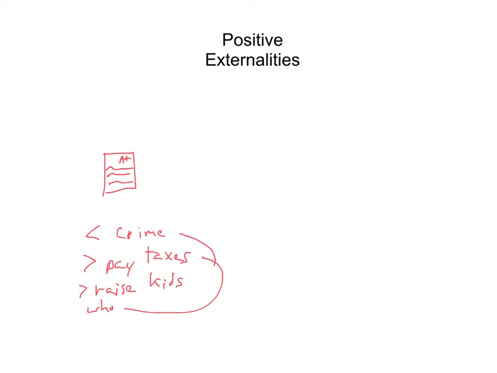Yes, education has a positive effect on the person receiving the education, but that's not the externality, right? That benefit is internalized to the person who's getting the education. But people who are well educated are also less likely to commit crime, okay? So less crime, more likely to pay taxes, more likely to raise kids who do these things, right? And this has beneficial effects on all the people around that person.